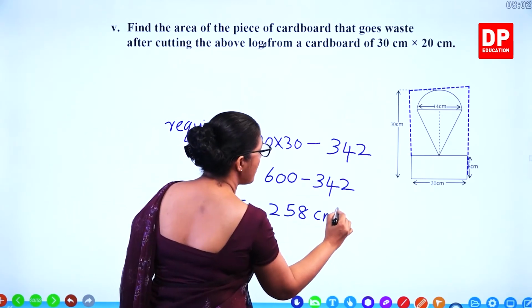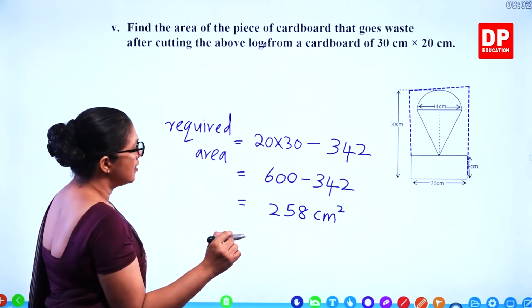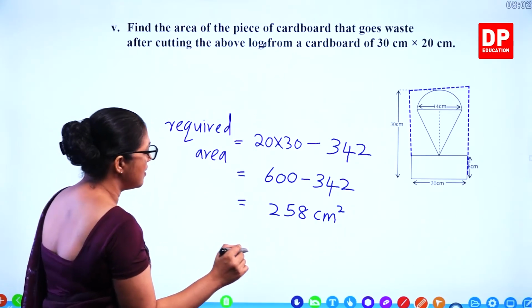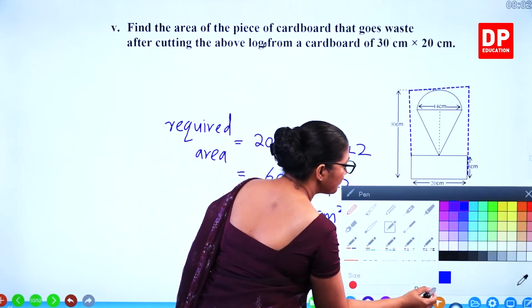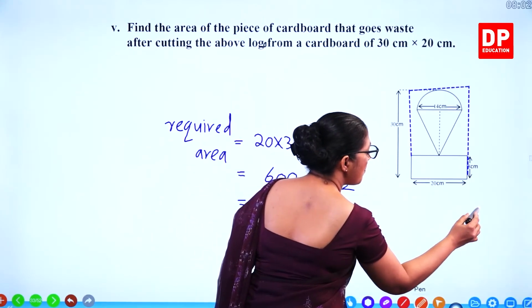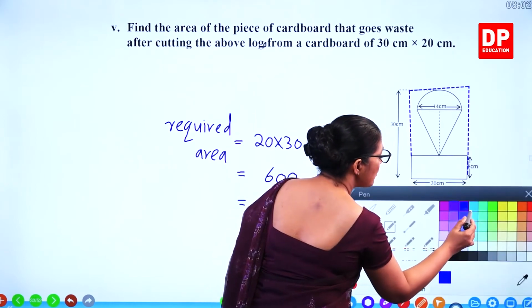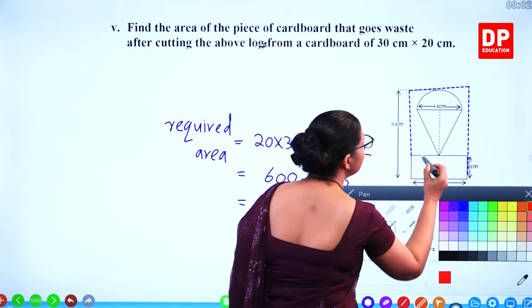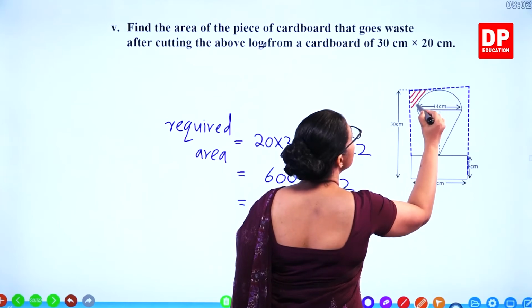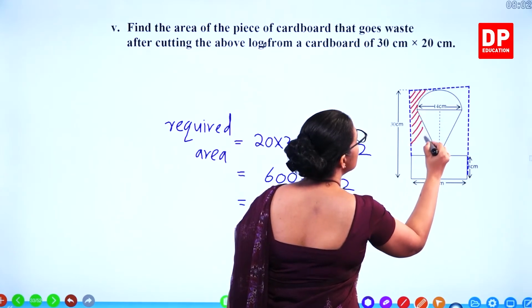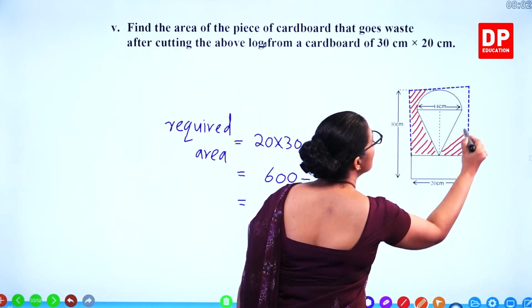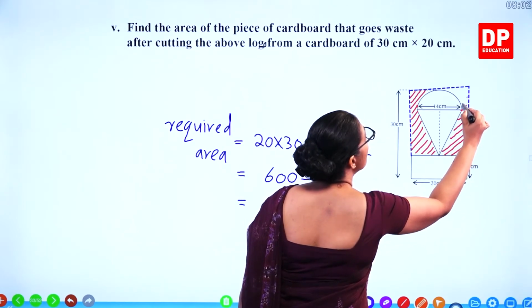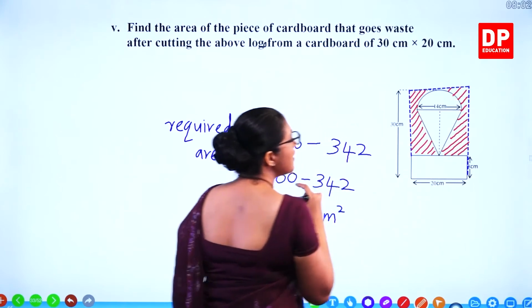258 square centimeter area is wasted. So when you draw the part, I'll just mark it with another color. So this area is wasted. So this area.